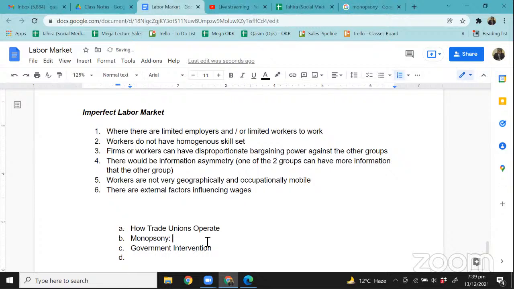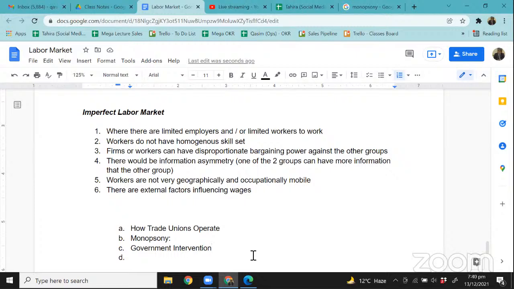So monopsony is basically just like you had monopoly. Monopoly was a single producer of a product, or single manufacturer or producer or supplier, whatever you want to call it. Monopsony is, right, there's no as such graph for imperfect labor market. There are few, but I mean, there's not one. So there will be different graphs for trade union, there will be different graph for monopsony, and there will be a different graph for government intervention. Not one graph, just like perfect labor market, which could explain all.